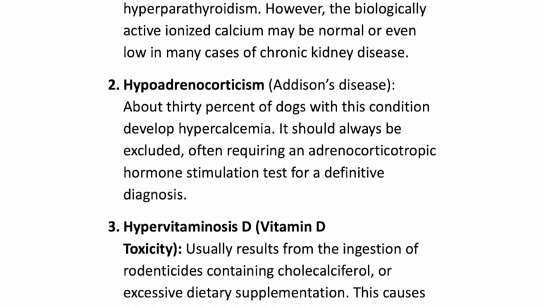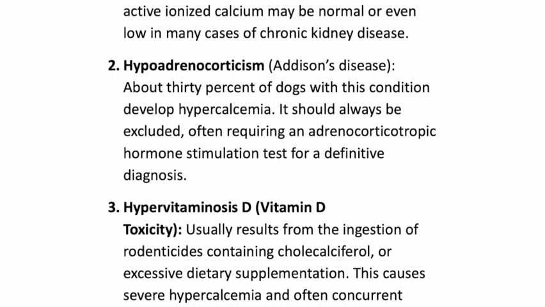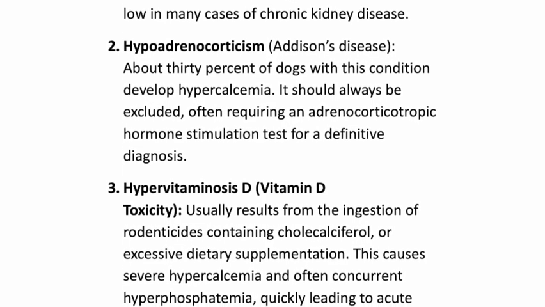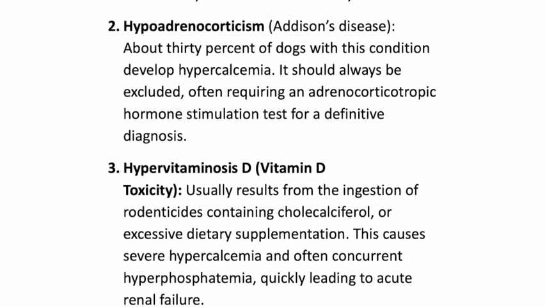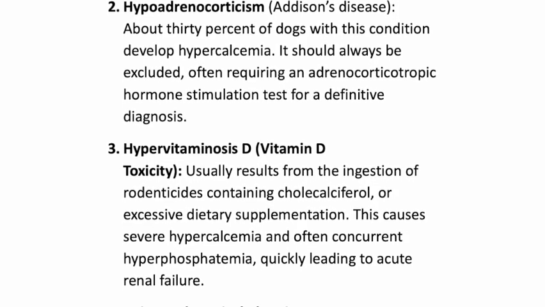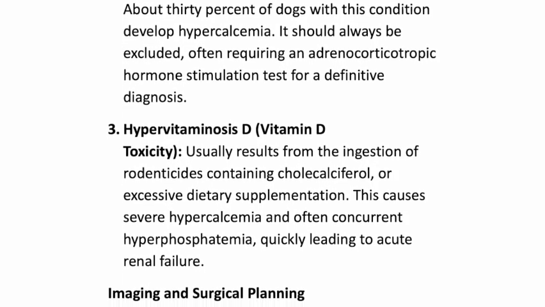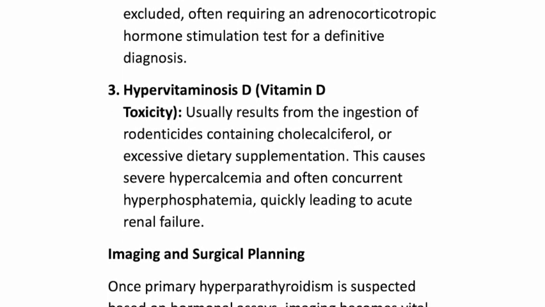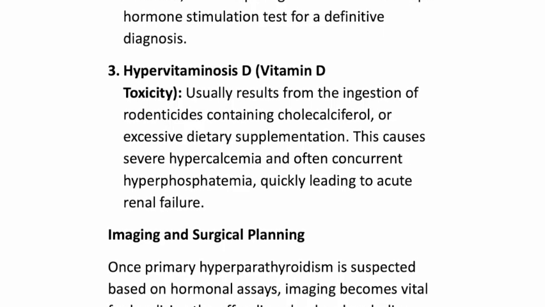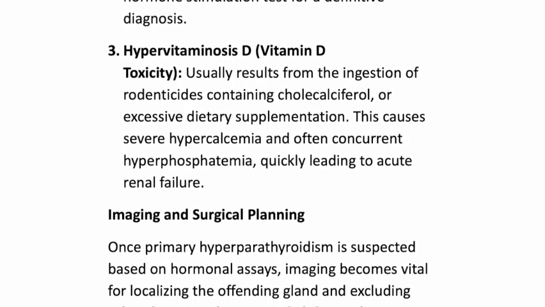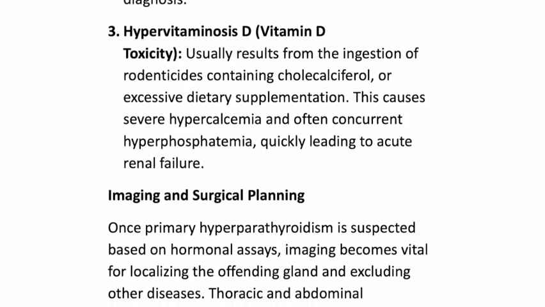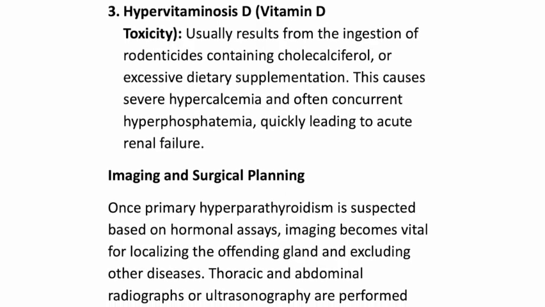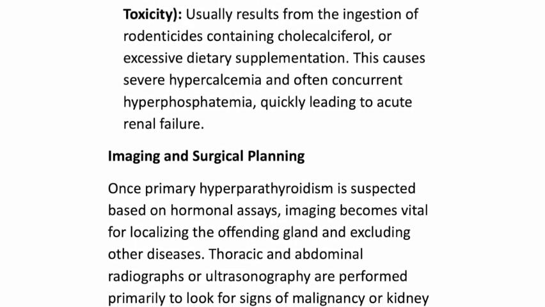2. Hypoadrenocorticism. Addison's disease. About 30% of dogs with this condition develop hypercalcemia. It should always be excluded, often requiring an adrenocorticotropic hormone stimulation test for a definitive diagnosis. 3. Hypervitaminosis D. Vitamin D toxicity usually results from the ingestion of rodenticides containing cholecalciferol or excessive dietary supplementation. This causes severe hypercalcemia and often concurrent hyperphosphatemia, quickly leading to acute renal failure.